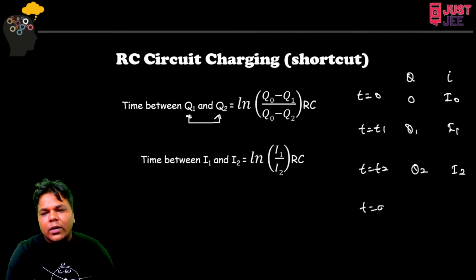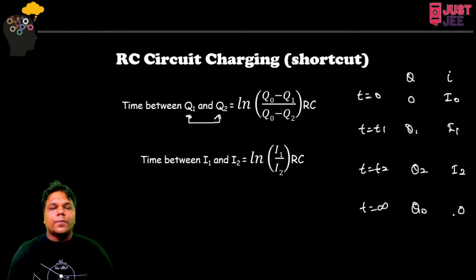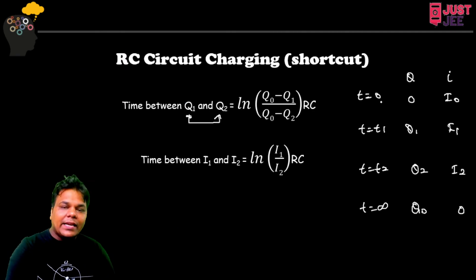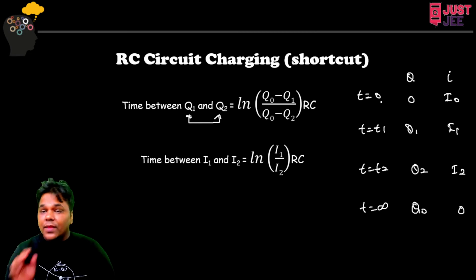And at T equal to infinity, charge is Q0, that means maximum charge, and the current is 0. So what is the shortcut? Now using this formula, we can derive this shortcut also. Okay. What is the shortcut?